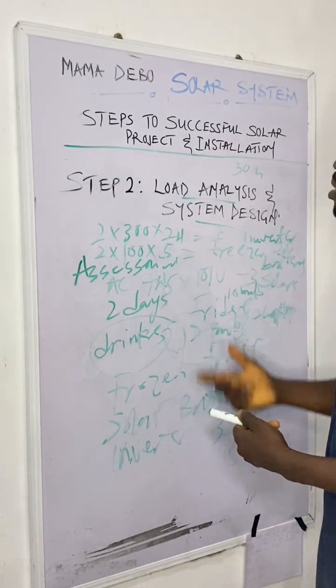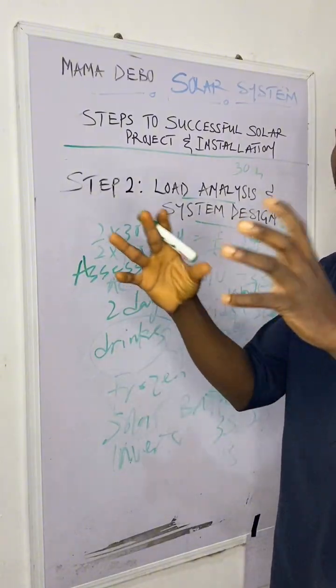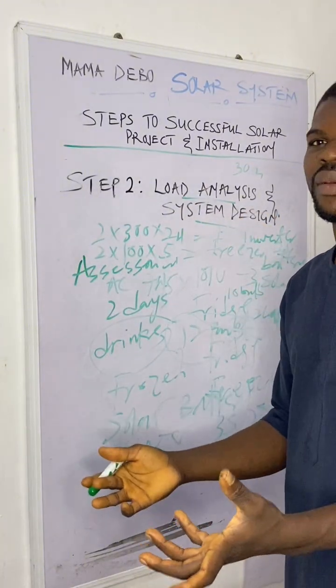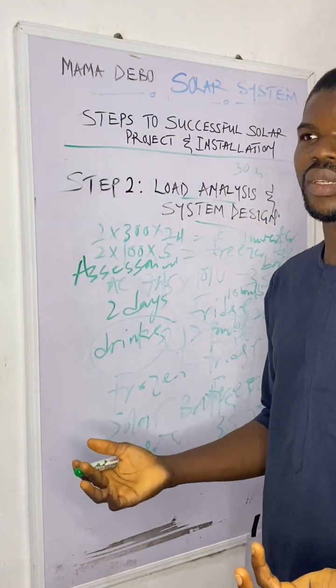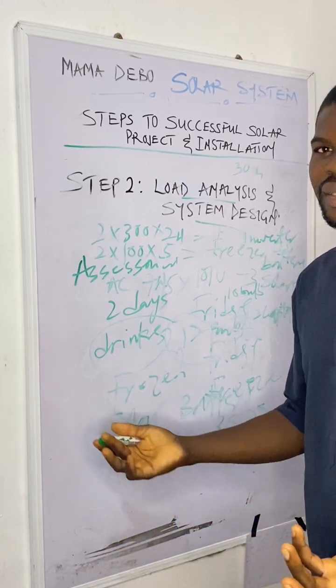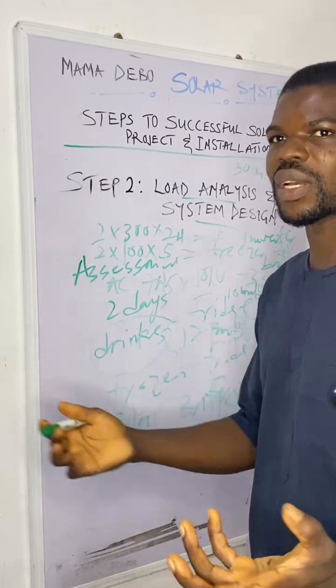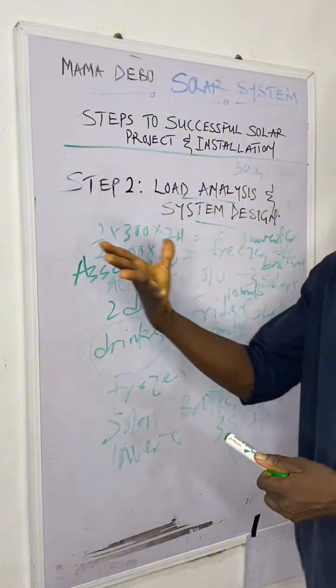So it is this system design that will show you what you want to connect when you get them. How do you want to connect the charge controllers? How do you want to connect the breakers? How do you want to connect the surge arrestor? It is this system design that will prepare your mind.